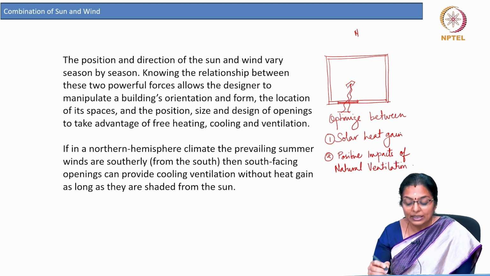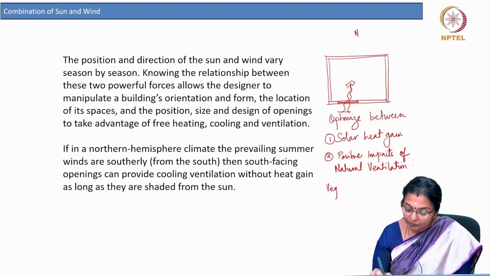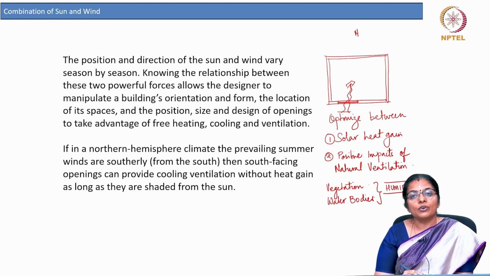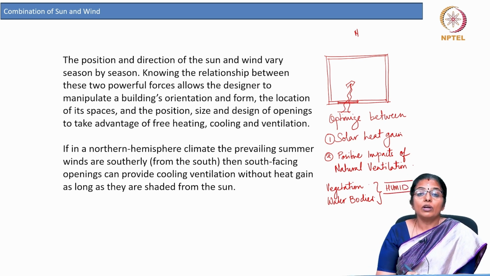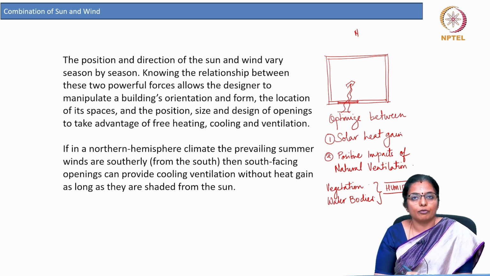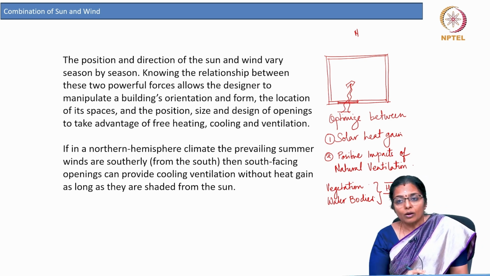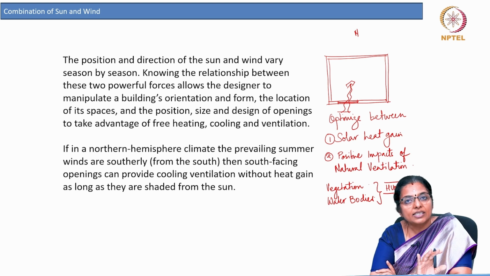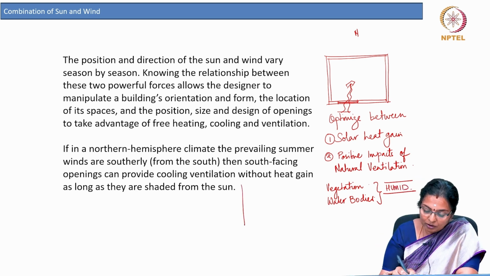One good way of doing this is through vegetation. Sometimes water bodies could also aid, but you have to be careful because already it is a humid climate, and any further addition of humidity will make the indoors extremely uncomfortable. So, what you need to do is you need to optimize and create a balance. It's the same along the western facade also.